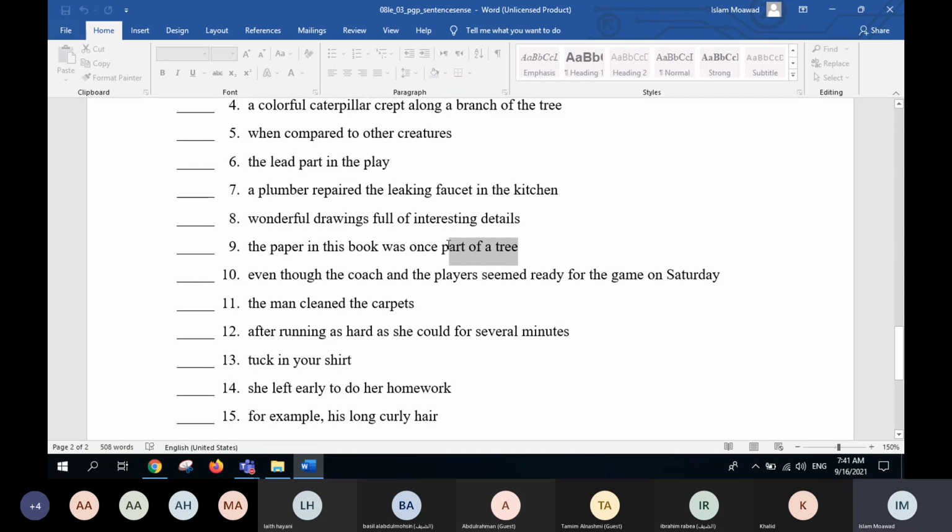Actually, a declarative sentence. So we're going to capitalize the letter T, and add what at the end? Period, yes. It's a declarative sentence, yes. Yeah, it's a sentence, yes. Number 10.